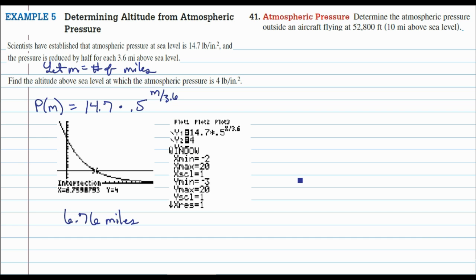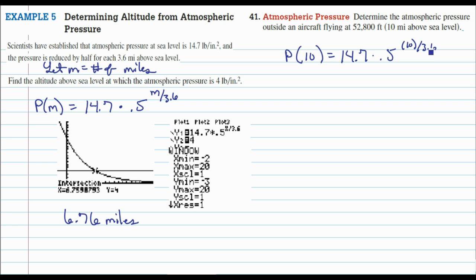Number 41 was also an algebra problem dealing with atmospheric pressure. Determine the atmospheric pressure outside an aircraft flying at 52,800 feet, 10 miles above sea level. So we can use this same formula because the atmospheric pressure doesn't change per situation. Atmospheric pressure is constant, well, actually exponential, throughout the planet. So if we have a plane flying at 10 miles above sea level, now I know the M value. So I'm going to find P of 10.